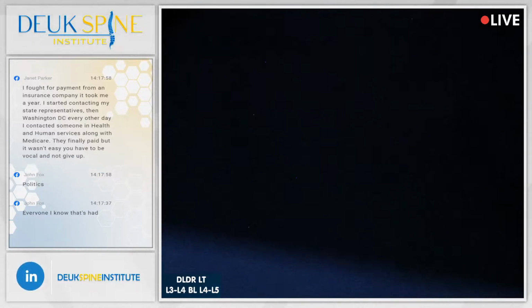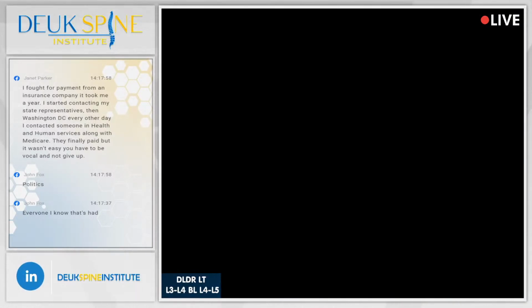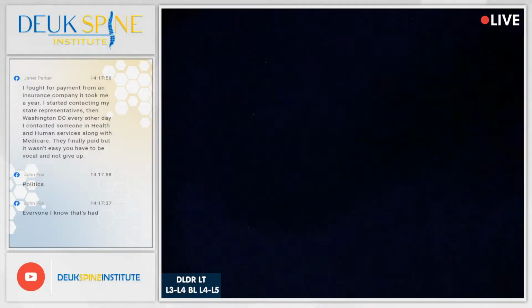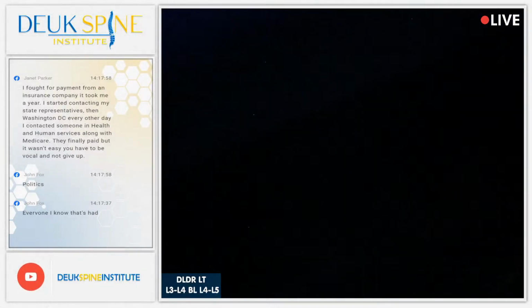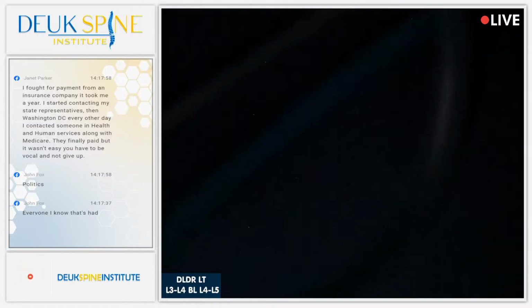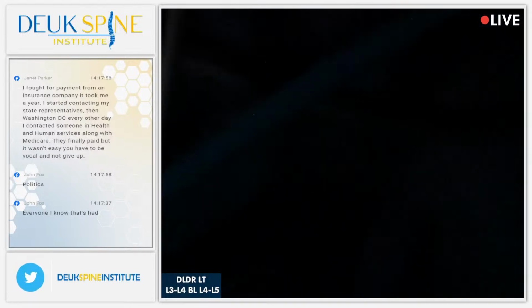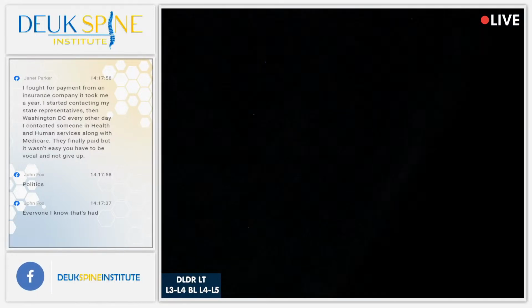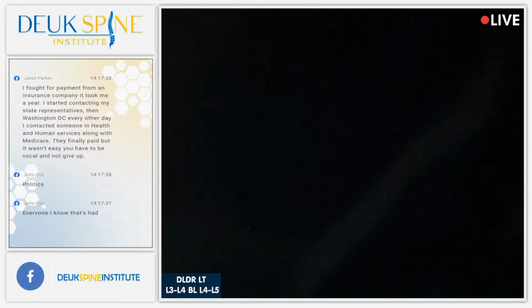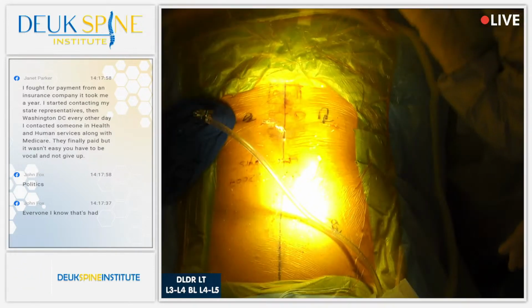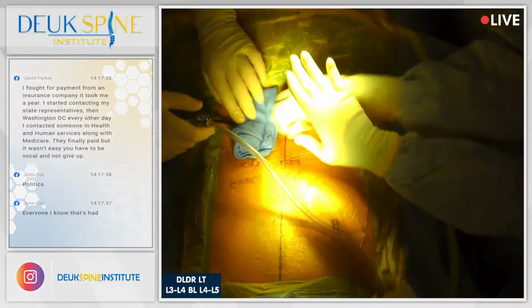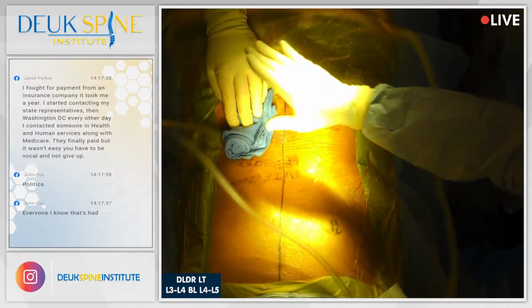And in the end, it's the patients who are suffering and the insurance companies that are profiting. And that has to change. That has to change. And the only way it's going to change is if people fight their insurance company to get the care they need, the best care. Okay? Great questions. We're done with this surgery.